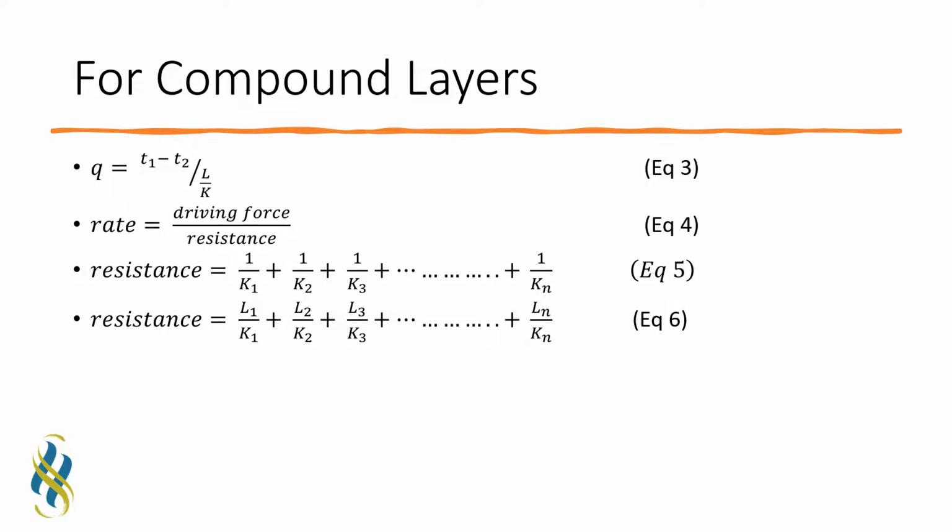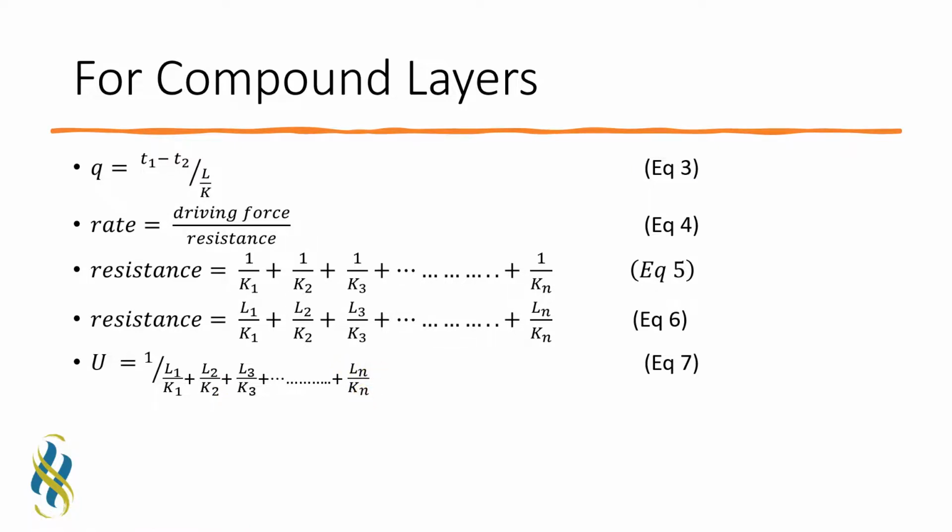To calculate the heat transfer, we need to know the overall thermal conductivity, which can be obtained by reversing the process, that is by taking the reciprocal of the overall resistance. Usually this is known as the overall coefficient of heat transfer and is represented by U, and it can be expressed as U is equal to 1 over L1 over K1 plus L2 over K2 till Ln over Kn.